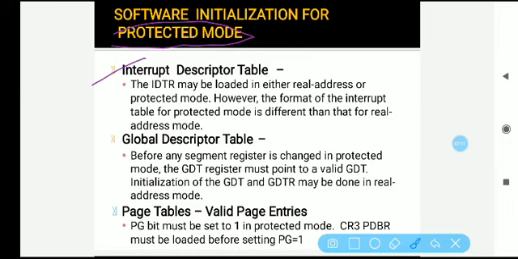The first structure is the interrupt descriptor table. The IDTR may be loaded in either real mode or protected mode. However, the format of the interrupt table is different for real mode and protected mode, and the processor has to take care of this format change. So to avoid this conflict, interrupts should be disabled until interrupt handlers are in place and a valid IDT has been created in protected mode.